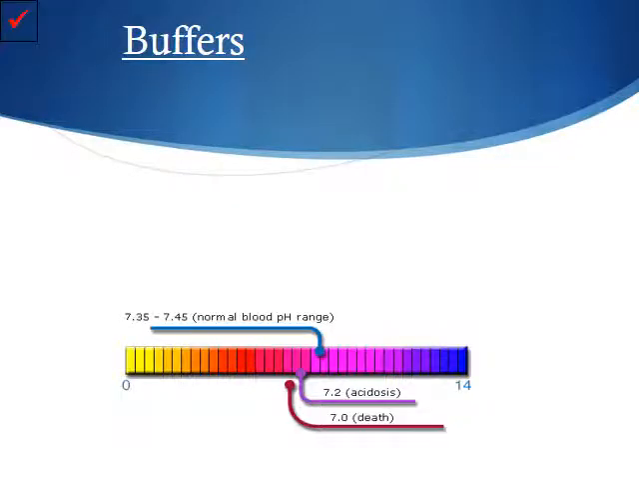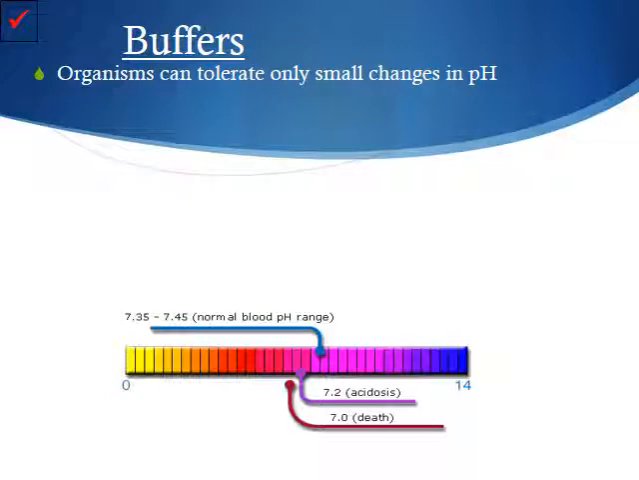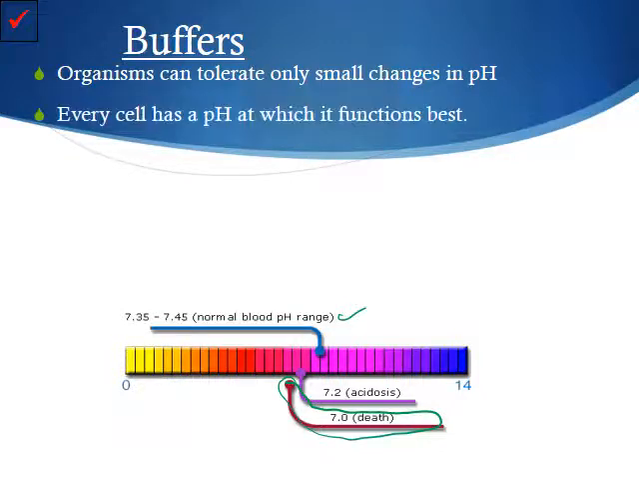The last thing we're going to discuss are buffers. Now, organisms can only tolerate small changes in pH. If you look down here at the bottom, the normal pH range for blood is about 7.35 to 7.45. If that drops just by 0.35, that can lead to acidosis and eventually death. So a small decimal point could actually end up killing you if you're not careful.